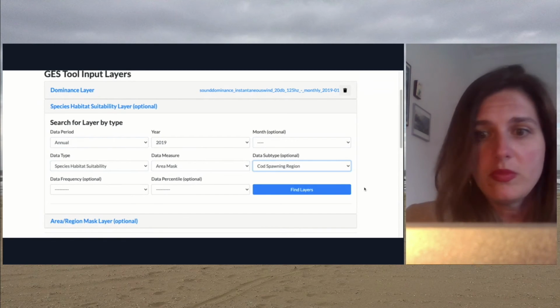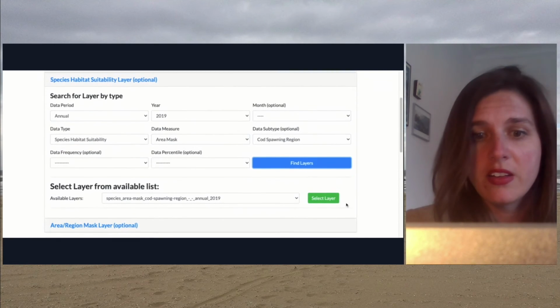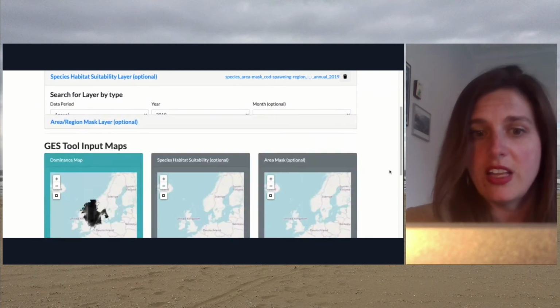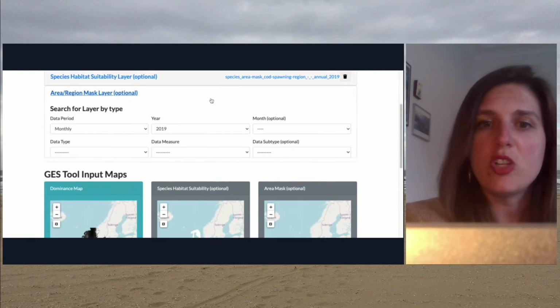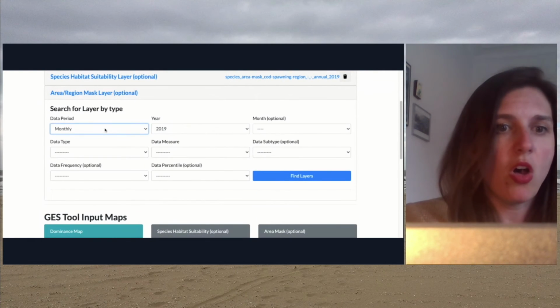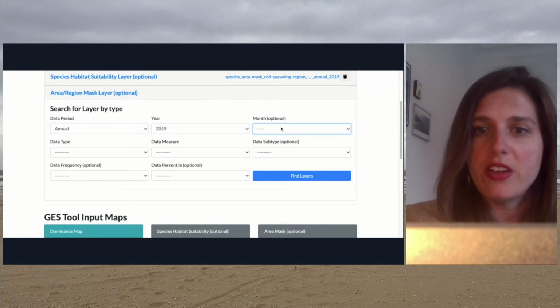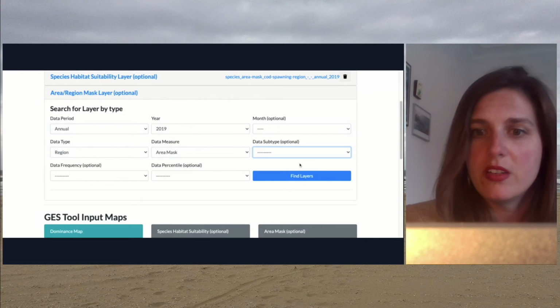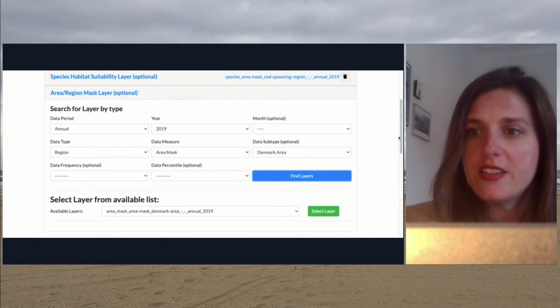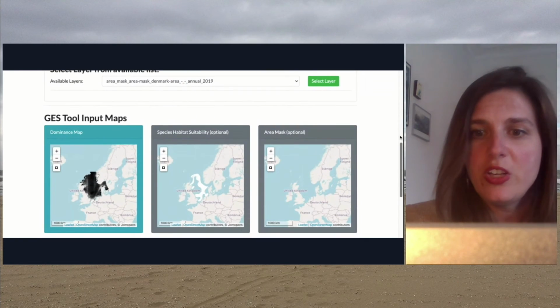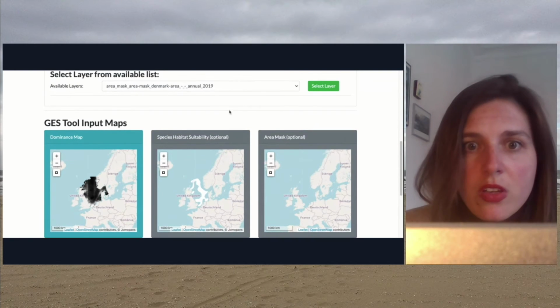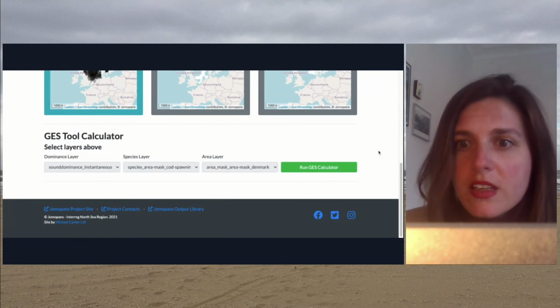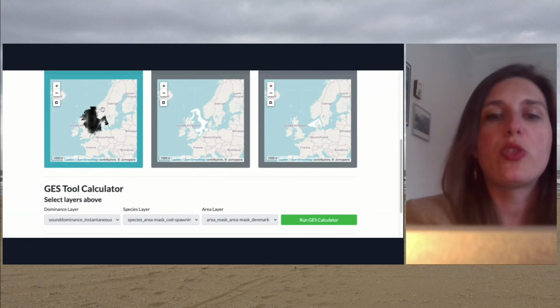There we go. Let's find the layer. Great, select that. And then let's just look at Denmark, all of the cod spawning areas in Denmark. Okay, find layer. So here you have, select. All right, so we have our three maps.